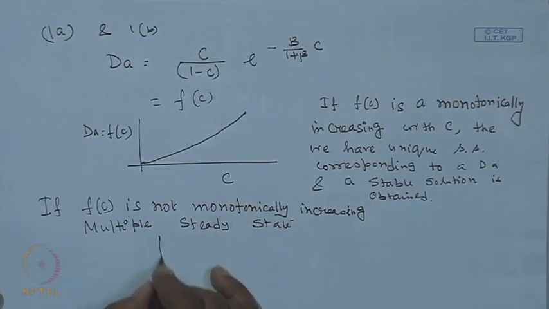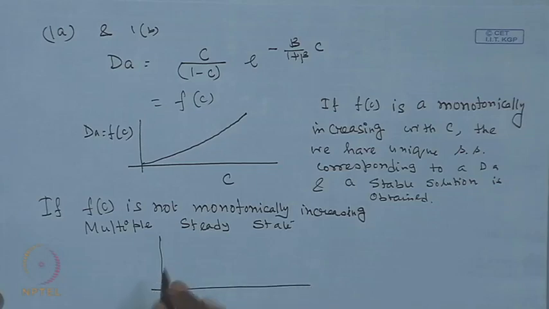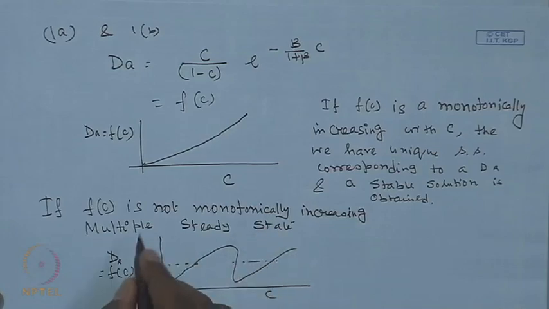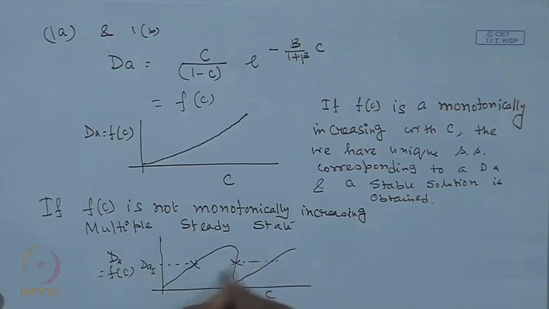That means we may land up with multiple solutions, or multiple steady states. If we plot Da, which is the same as f of C, versus concentration, and the plot looks something like this, it is not a monotonically increasing function; it is decreasing and then again increasing. Then for a particular Da, somewhere intermediate, there will be a solution here, a solution there, and a solution there. So, 3 solutions may coexist.